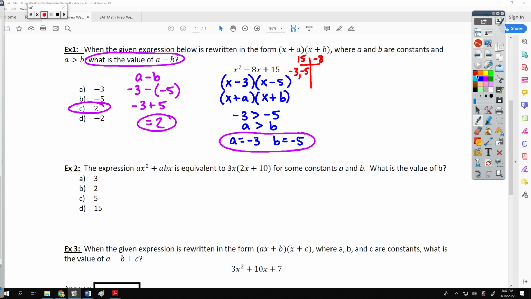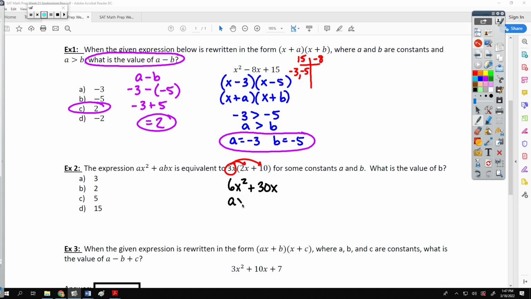So we have to realize that we need to take this expression here and make it look like this, which means we need to get rid of the parentheses. We need to distribute 3x through to both terms. So that would take this expression and rewrite it as 6x squared plus 30x.